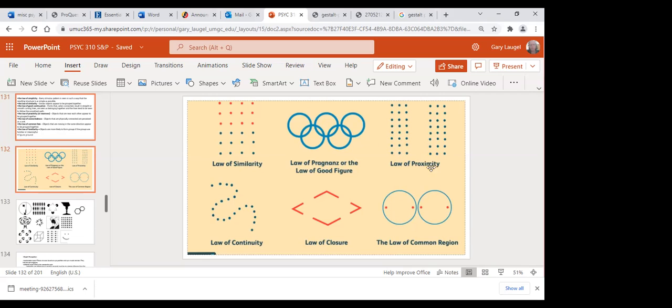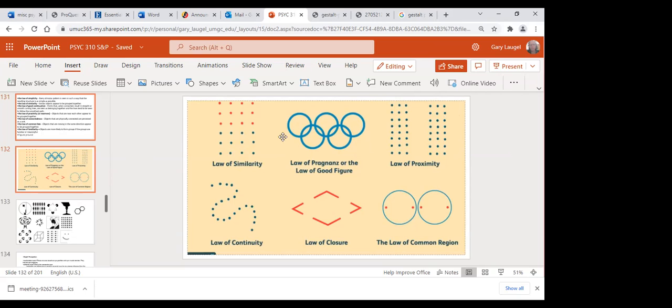Law of proximity here. In other words, things that are grouped together tend to be seen as belonging together. So you have columns of dots here. You might say you see two groups of dots instead of just six columns, because these are close to each other and these are close to each other.